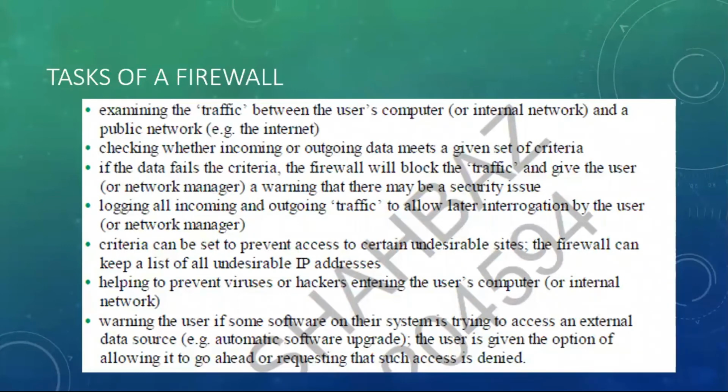Now, what are those criteria you can set? Criteria can be set to prevent access to certain undesirable sites. The firewall can keep a list of all undesirable IP addresses. I give you a very easy example to understand what those criteria are. For example, at school, you can't connect to Facebook if you're using the internet connection for school. Why? Because there is an administrator that has set on the firewall that you can't communicate with the Facebook server's IP address.